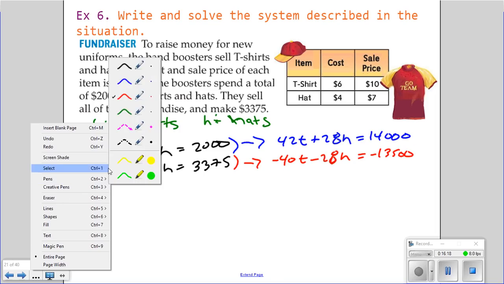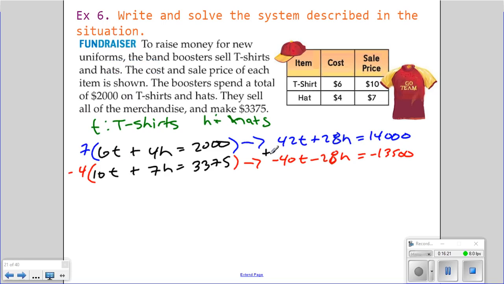Now we add the two equations together. So 42t plus negative 40t is 2t. 28h plus negative 28h is 0. And then 14,000 plus negative 13,500 is 500, sorry. And now divide both sides by 2, so t is equal to 250. So they sold 250 t-shirts.